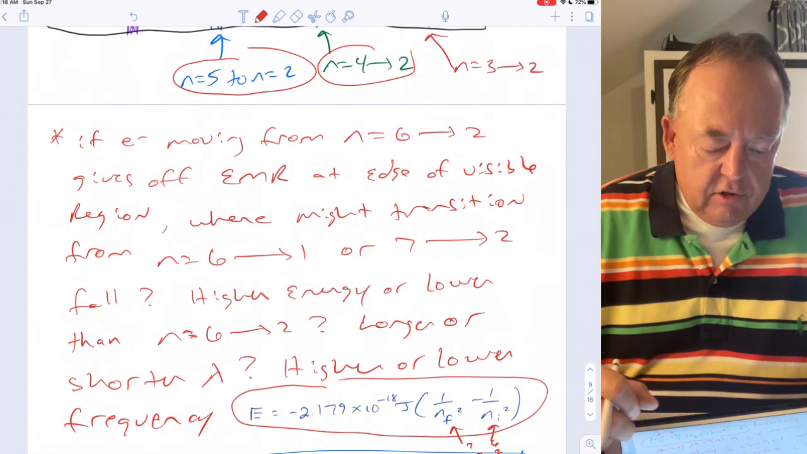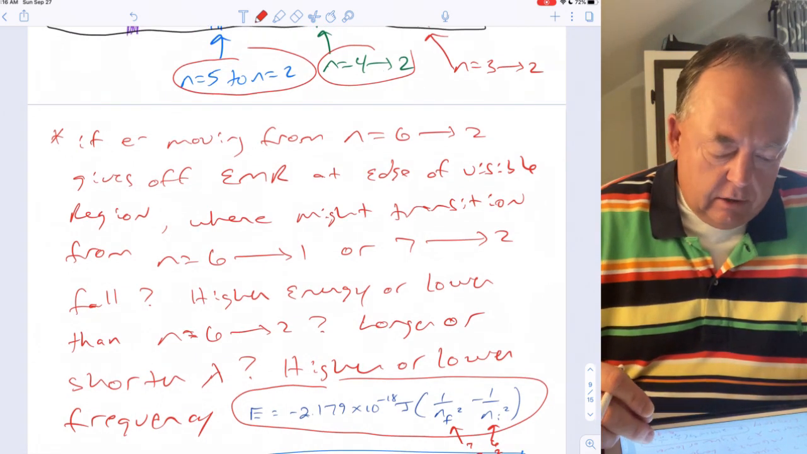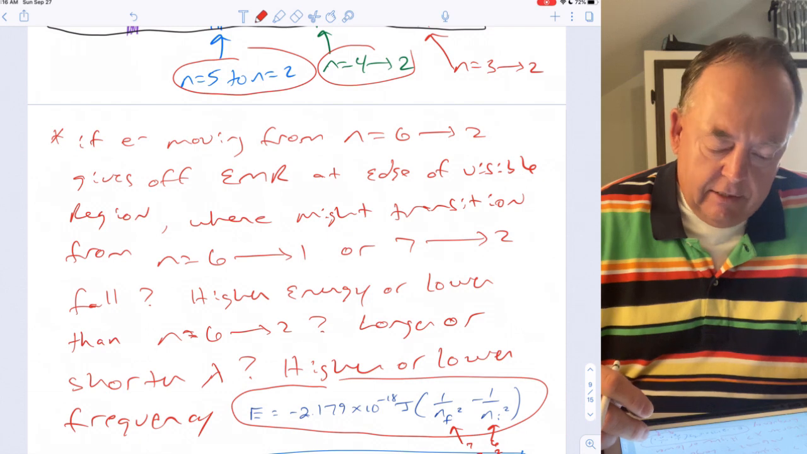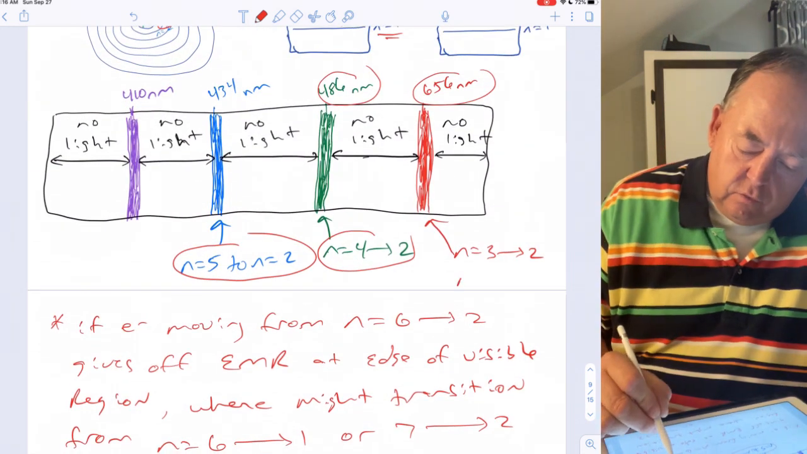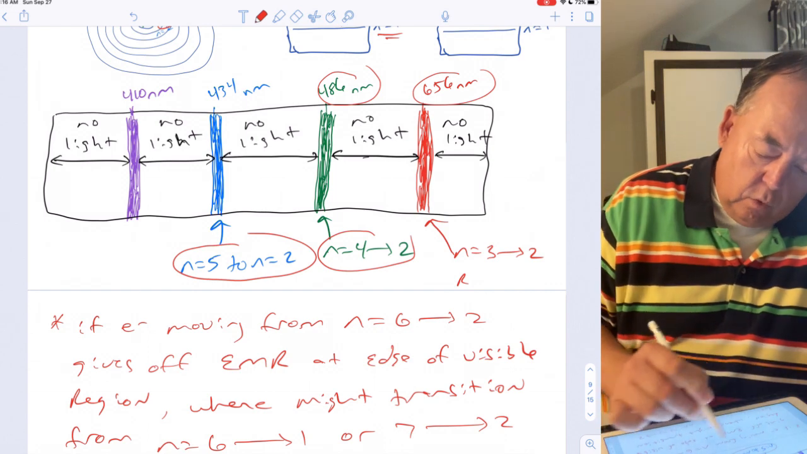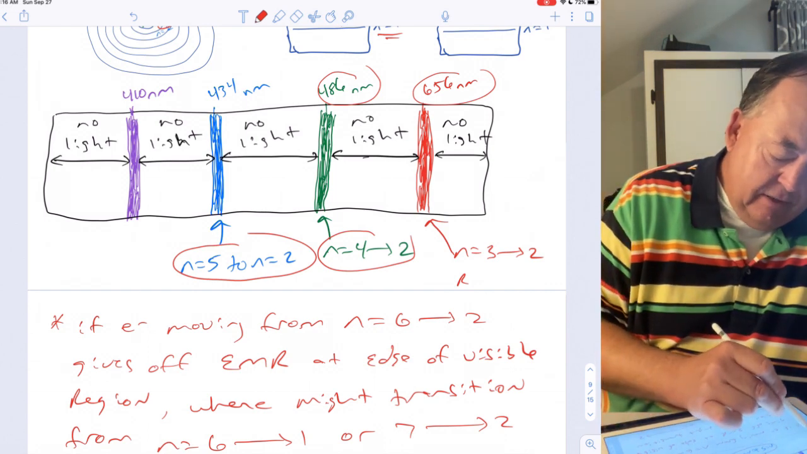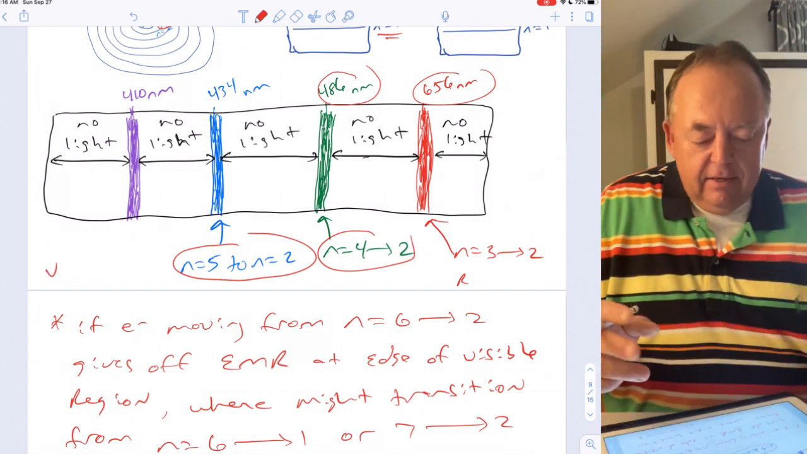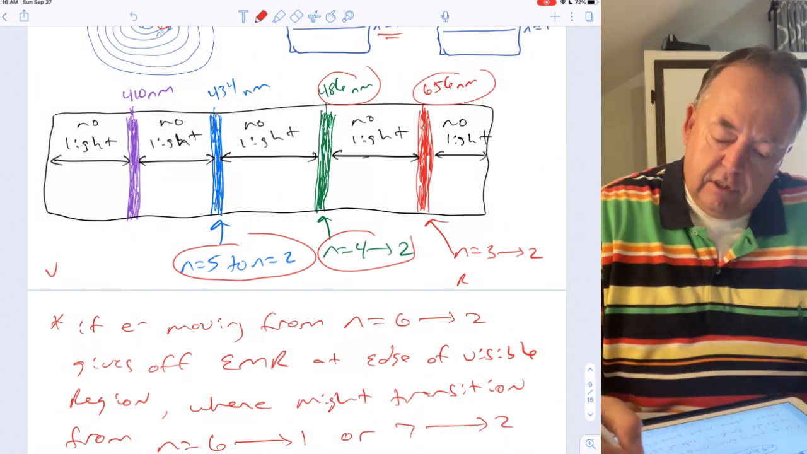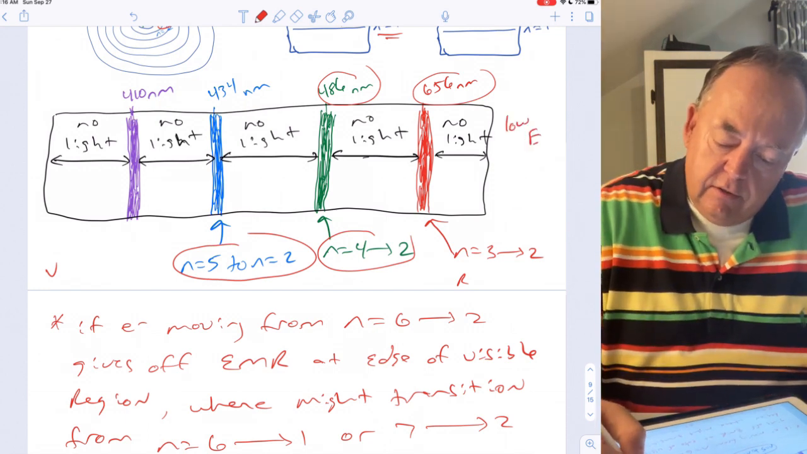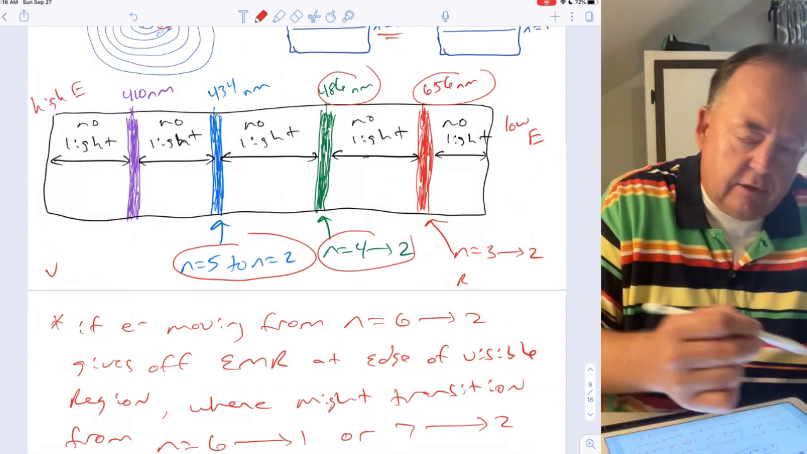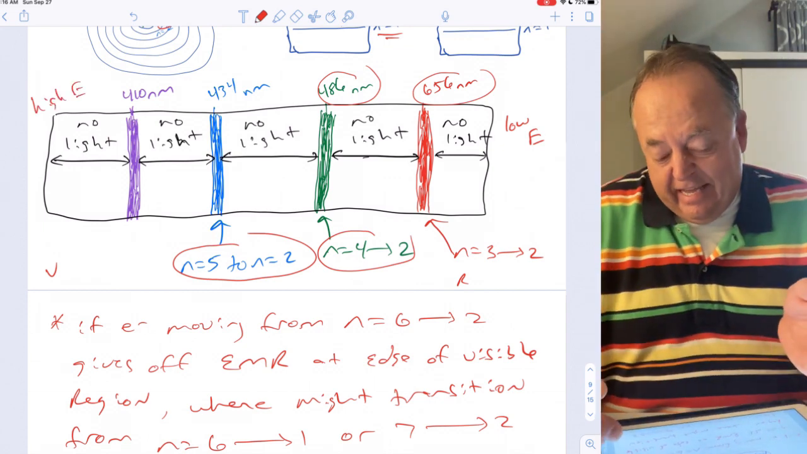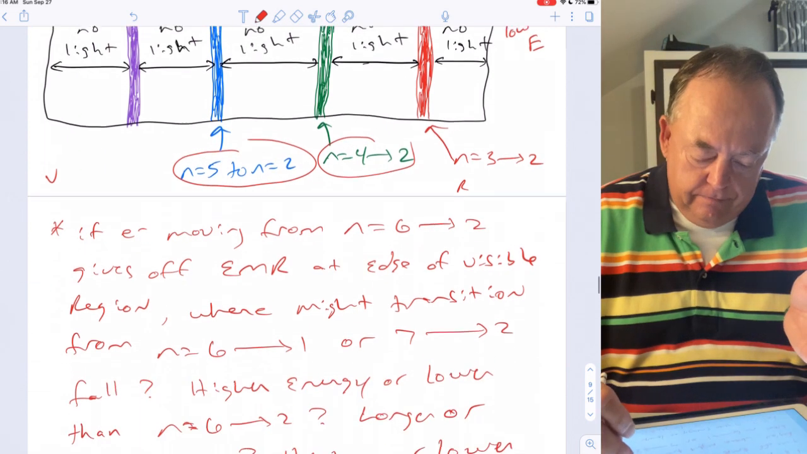Okay, so the electrons moving from the 6th shell to the 2nd shell gives off electromagnetic radiation at the edge of the visible region. So, right, this is red, orange, yellow, green, blue, indigo, violet. Remember, this is low energy because it's long wavelength, to high energy because it's short wavelength. And so that's at the edge of the visible region of the spectrum.